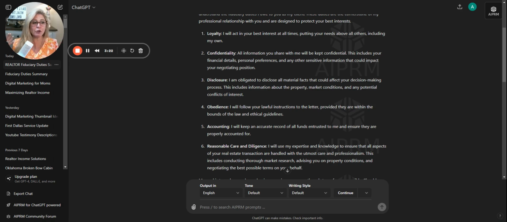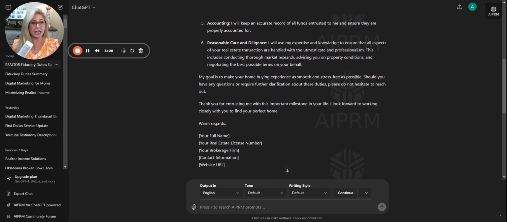Number four, obedience. I will follow your lawful instructions to the letter, provided they are within the bounds of the law and ethical guidelines. Number five, accounting. I will keep an accurate record of all funds entrusted to me and ensure they are properly accounted for. Reasonable care and diligence are number six. I will use my expertise and knowledge to ensure that all aspects of your real estate transaction are handled with the utmost care and professionalism. This includes conducting thorough market research, advising you on property conditions, and negotiating the best possible terms on your behalf. My goal is to make your home buying experience as smooth and stress-free as possible.